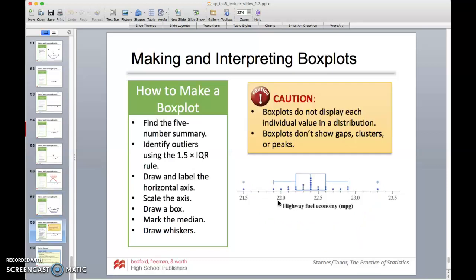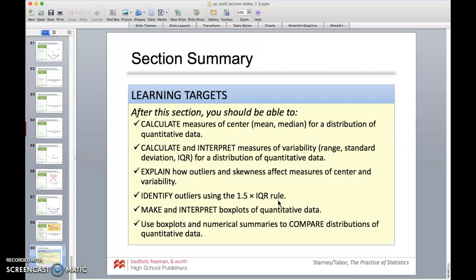All right, now again, box plots don't display each individual value. They show the data broken up into fourths, basically. They don't really show gaps or clusters or peaks either. So sometimes the box plot may or may not be the greatest thing. You can see here with the dot plot put on here, you maybe get a little more information from the dot plot, but the box plot can be used as another visual that we have there, but it has limitations. Okay, remember those learning targets that we had here today?